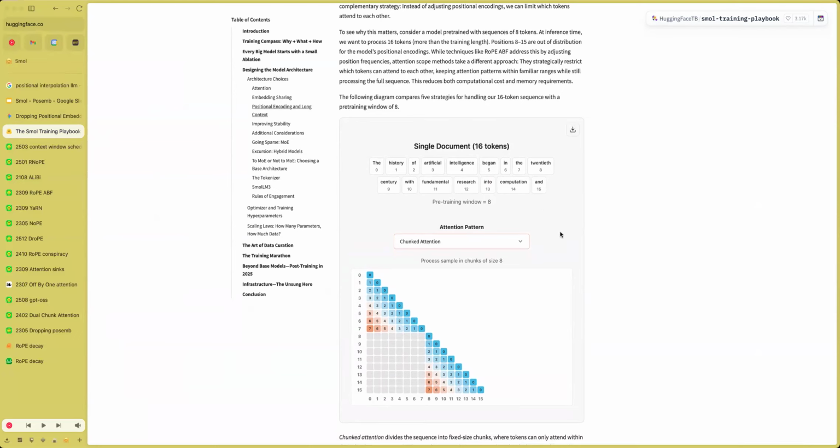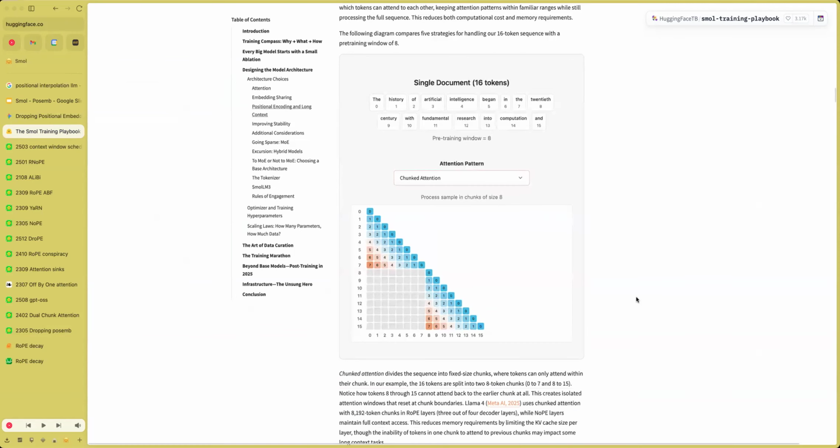But the general idea is, with chunk attention, we just divide our sequences into chunks, and in each chunk we can only attend to tokens in the same chunk. This is obviously quite bad, because the first token in a chunk can't attend to anything before it. So the model suddenly loses all understanding of what happened previously. Yeah, I think it's all right when you go deeper, but still.